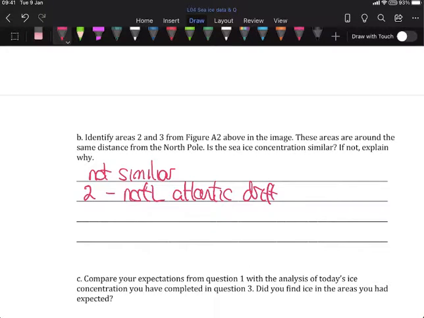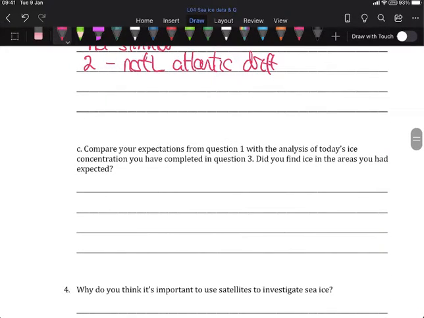Okay, so next question then. You had to compare your expectations. Did you find areas in the things you expected? So again, that's personal choice, but we found ice in 1, 3, 4, and 8. So if you didn't match that, then maybe be able to have a reason for why.